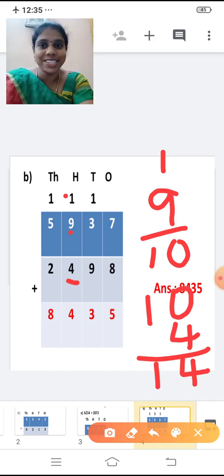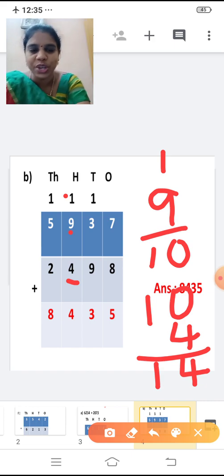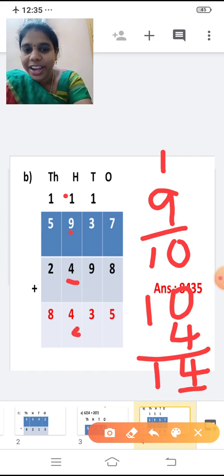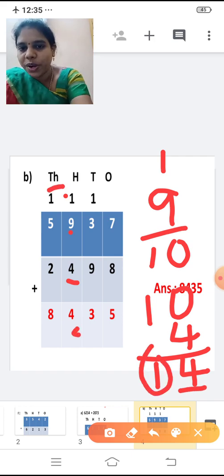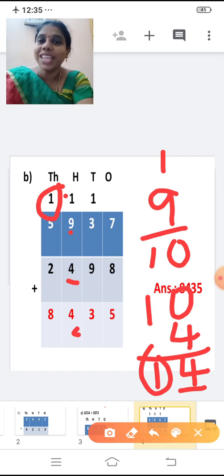Now 14, it is also a two-digit number. So what should you do now? Write 4 here and 1 you are going to carry forward here. 1 I am carry forwarding to the thousands place.